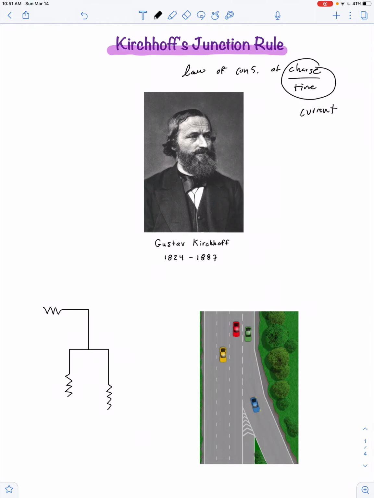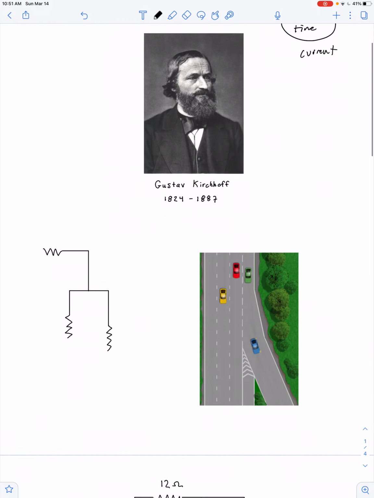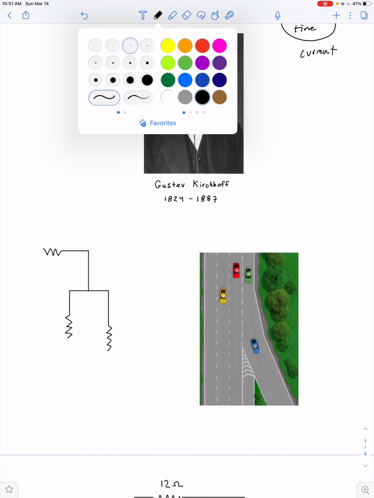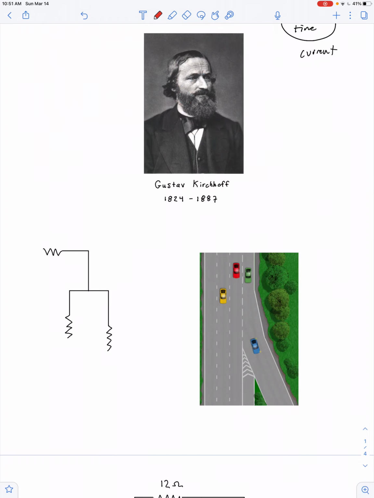In other words, Kirchhoff's junction rule says the total current flowing into a junction is equal to the total current flowing out of that junction. So let's say there's some current that flows through this resistor number 1. Here I'll use lowercase i instead of capital I. So we'll say that current through resistor number 1 is I1.